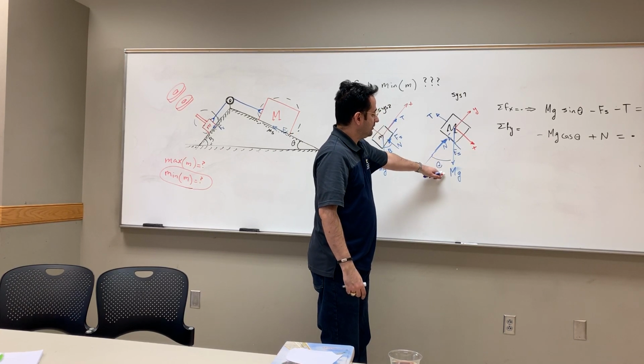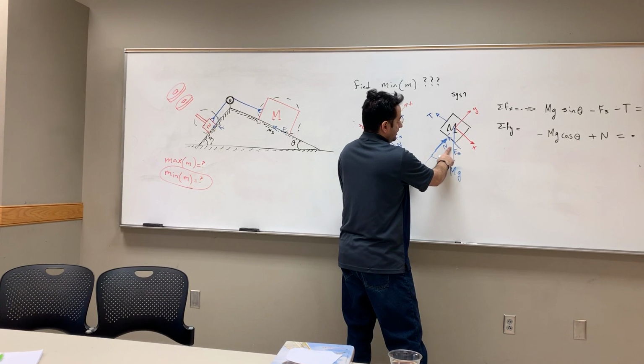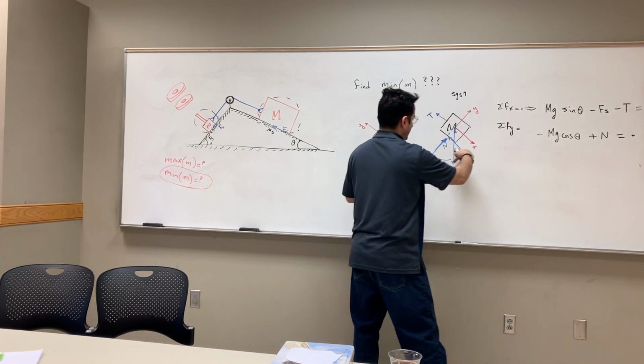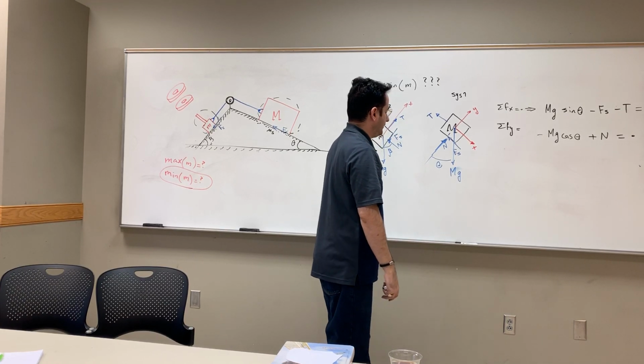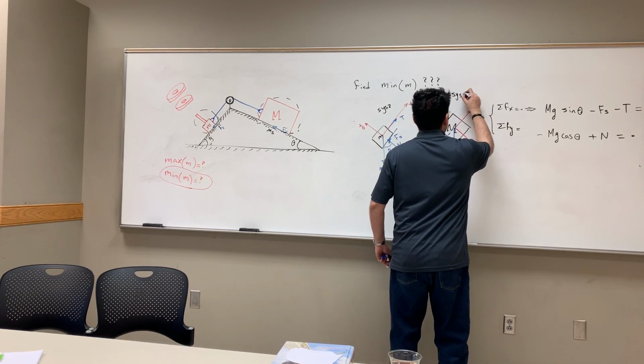In the x, you have Mg sine theta, this way positive. And then negative Fs, negative T, equals 0. In the y direction, Mg cosine theta, negative, plus N is equal to 0. So this is for system 1.